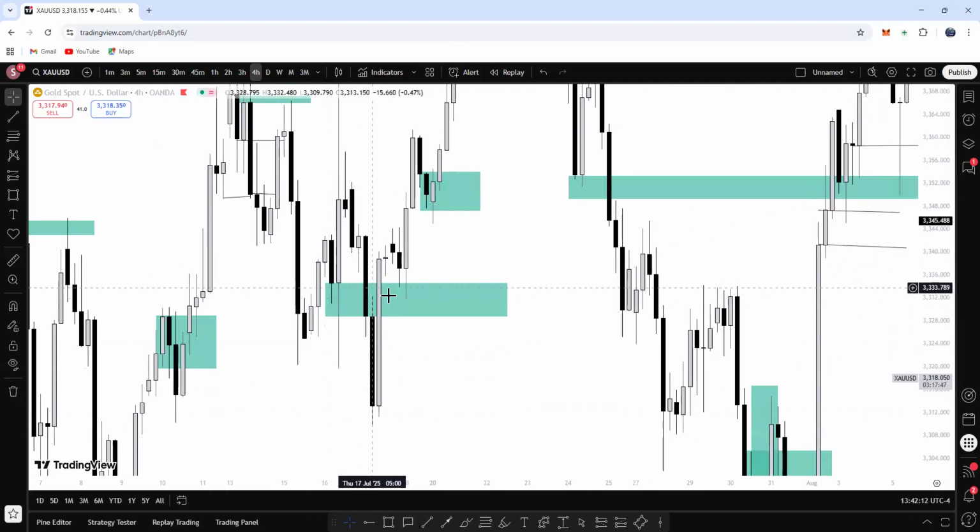And the same thing with failed HNS, where you're expecting a head and shoulder to hold, but they did the opposite. So that's failed HNS.